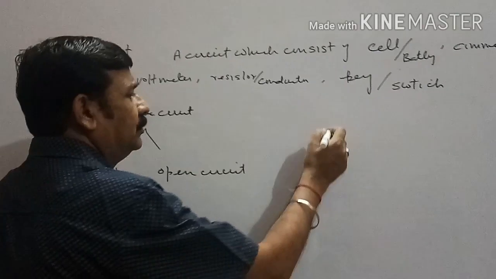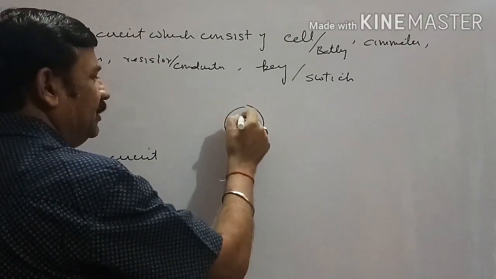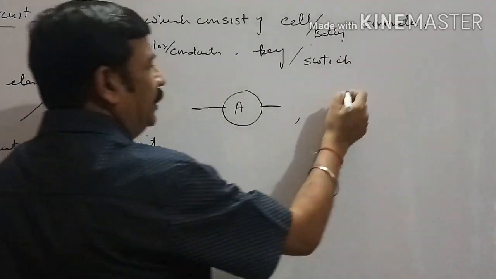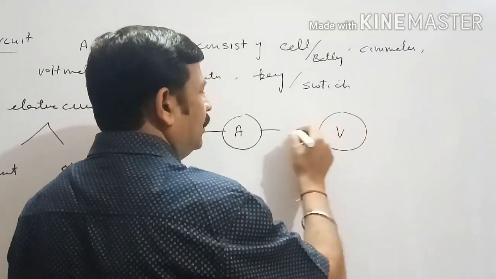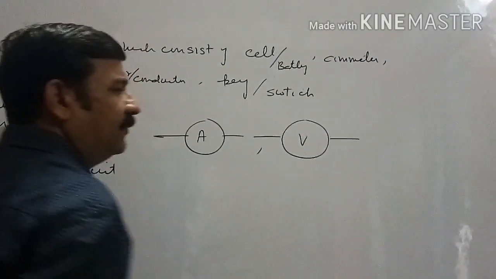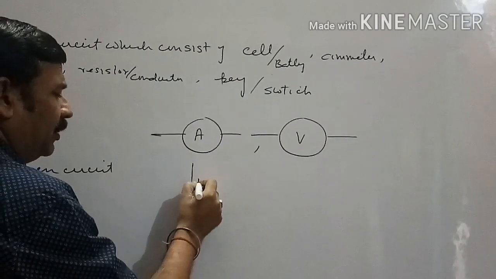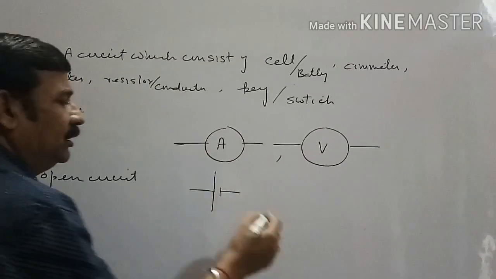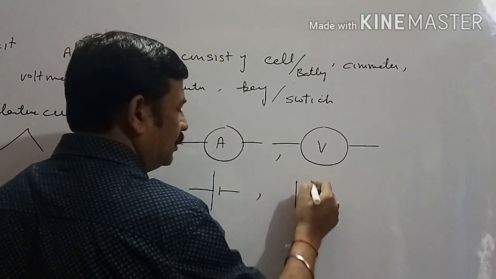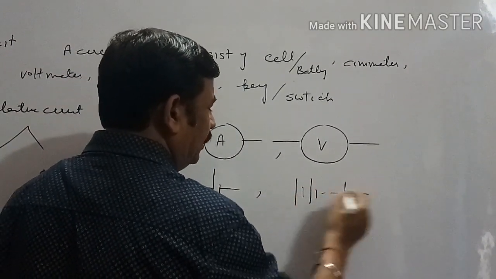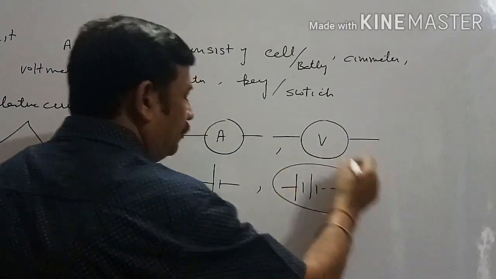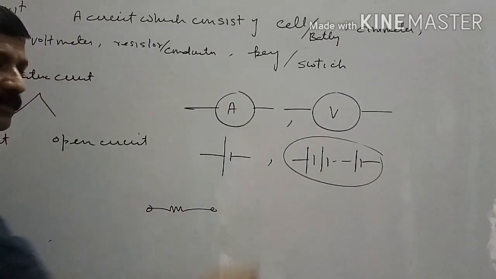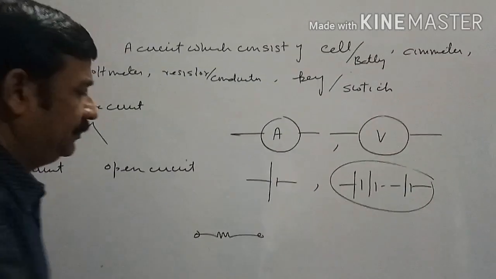Dear students, this is the symbol of ammeter, a device used to measure current. This is the symbol of voltmeter, a device used to measure potential difference. This is the symbol of cell, a device used to create potential difference. This is the symbol of battery, a combination of cells is called a battery. This is the symbol of resistor or conductor.